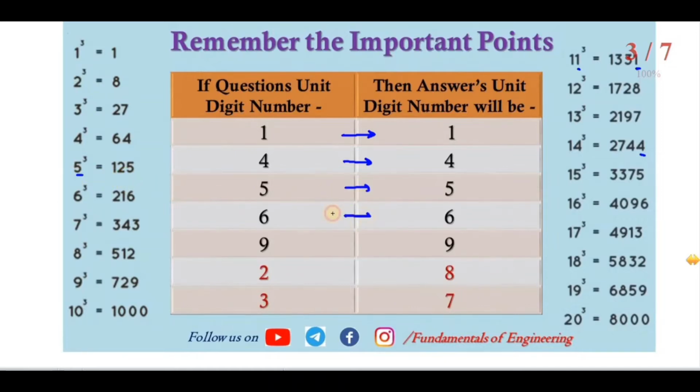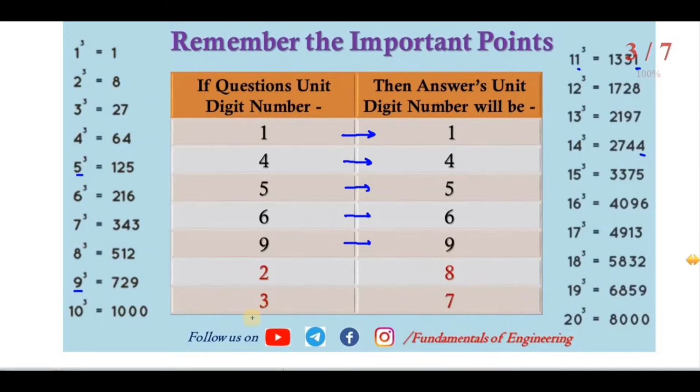You can see here, 6 cube is 216. So 6 will be there at the unit digit. If 9 is there, then you will get 9 at the unit digit. So you can see 9 cube is 729. So 1, 4, 5, 6, 9: if they are in the question's unit digit, the answer's unit digit will be the same.